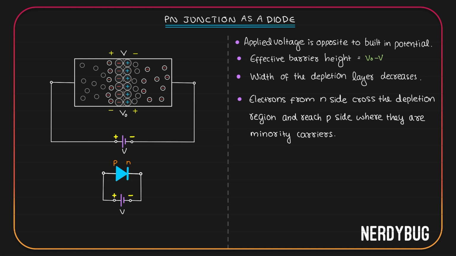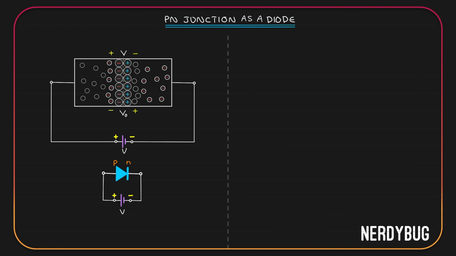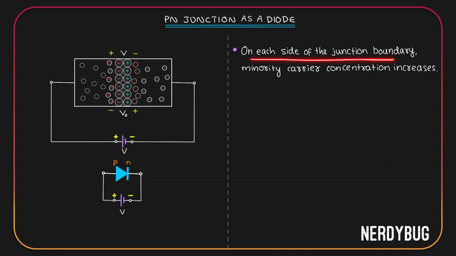So what has actually happened here is that the electrons from the n side cross the depletion region and reach the p side where they are the minority carriers. The same way, holes from the p side cross the depletion region and they reach the n side where they are the minority carriers. Because of this, the process is called minority carrier injection. We injected the carriers to the sides where they are a minority by applying an external voltage. Now, the just crossed electrons and holes will be concentrated closer to the junction. Or we can say, on each side of the junction boundary, minority carrier concentration increases.